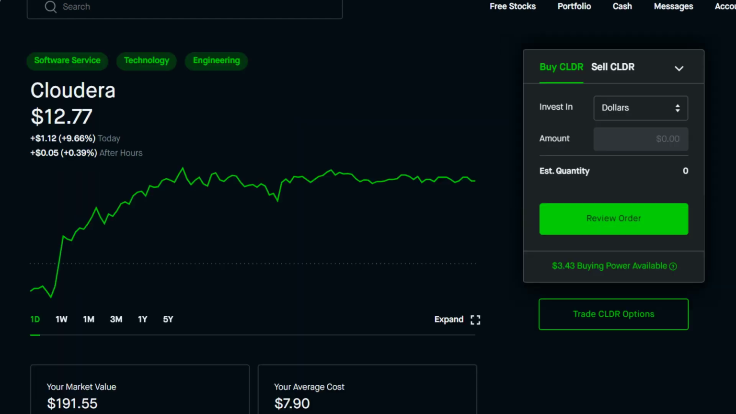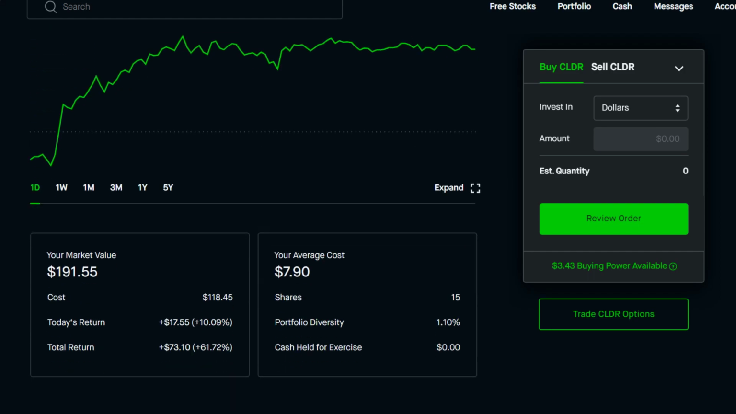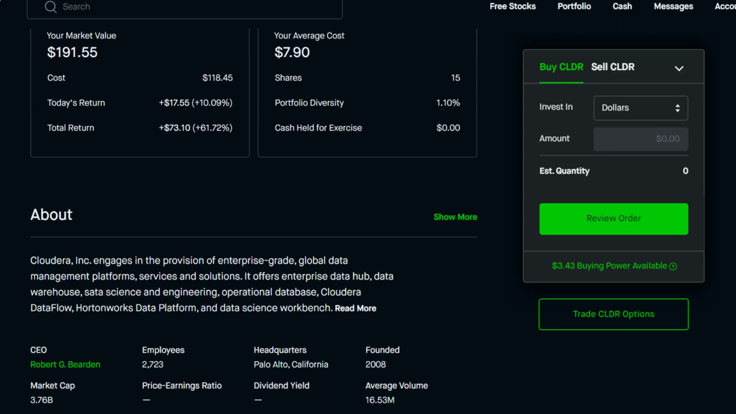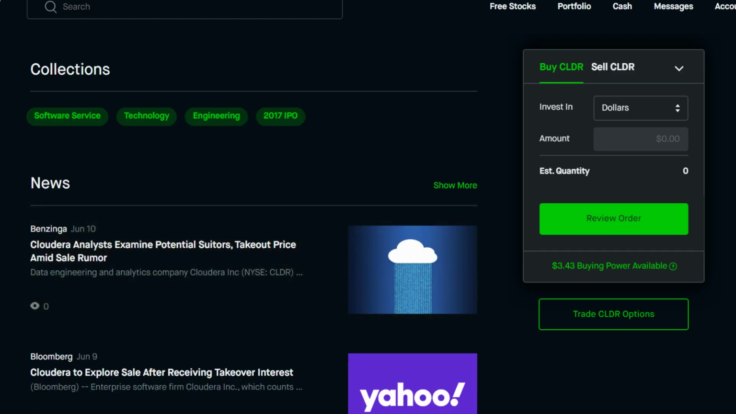Next up, I organized it kind of. Tech with tech, financials with financials. It makes somewhat sense. Next up is a newer position of mine, Cloudera. Average cost basis on this one is $7.90. 15 shares or 1% of the portfolio for a total return of $73 or 61.72%. I plan on holding this one actually a little bit longer.